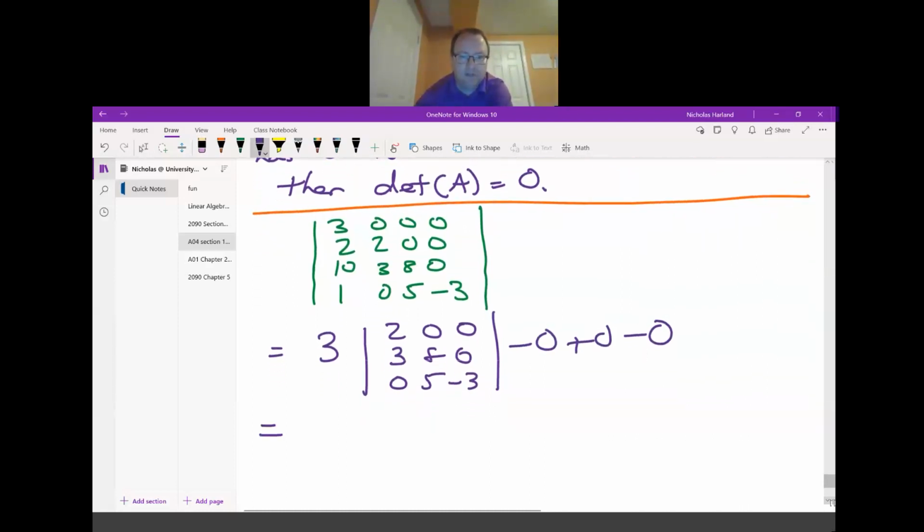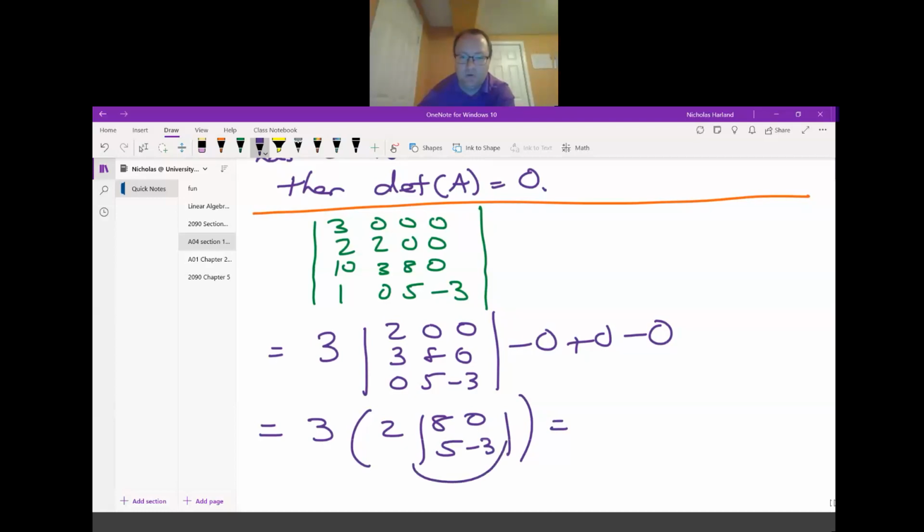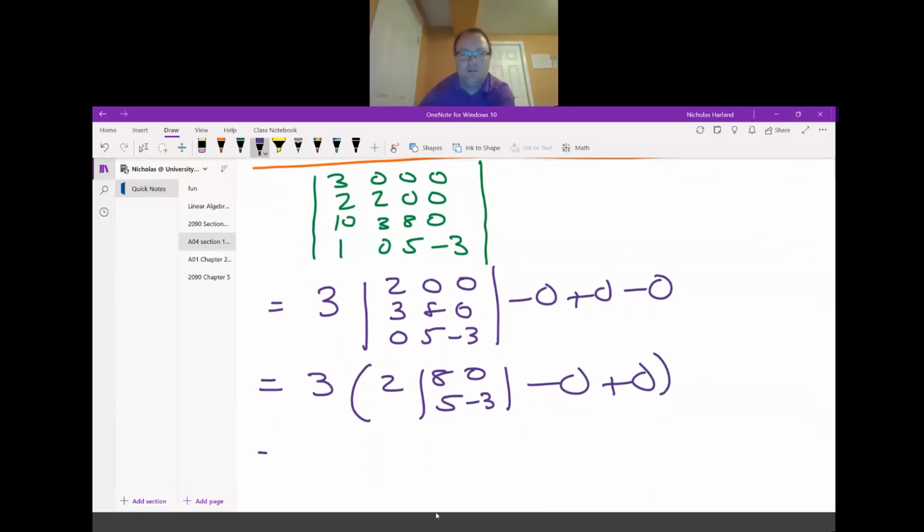All right. So we have a 3 by 3 determinant. We're going to stick with cofactors. Which row or column should we do? Hint, I'm going to decide for myself whichever one I want. Row 1 sounds good. 3 times 2, 8, 0, 5, negative 3. And how do we get this 2 by 2? Oh, I guess for educational purposes, minus 0 plus 0. How do we do this 2 by 2?